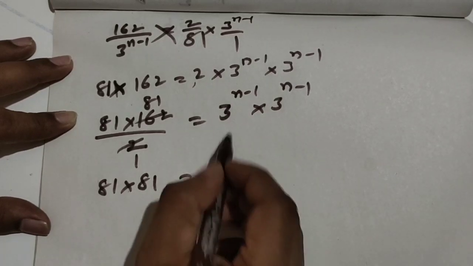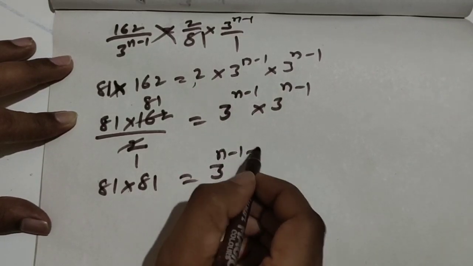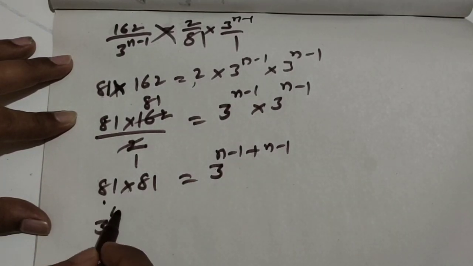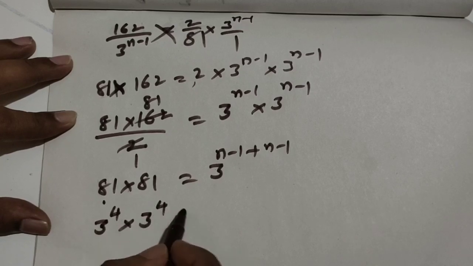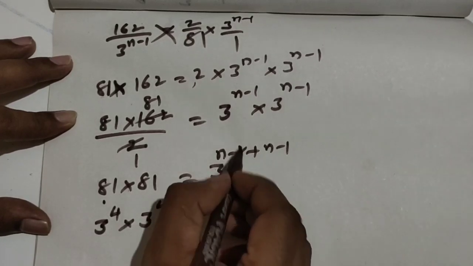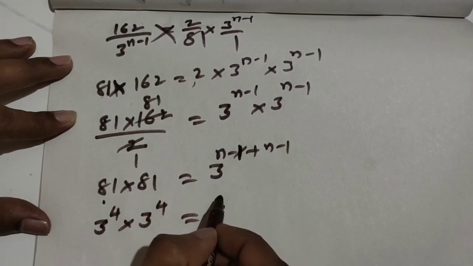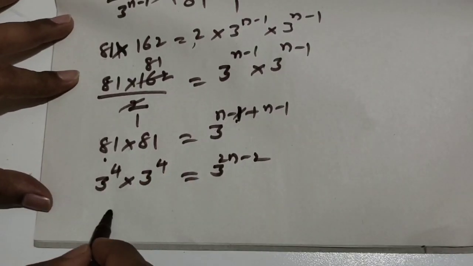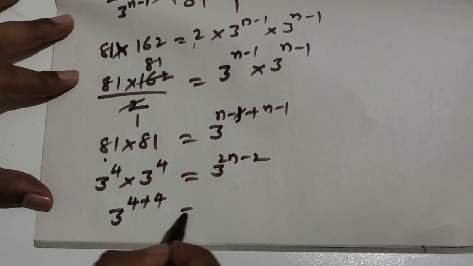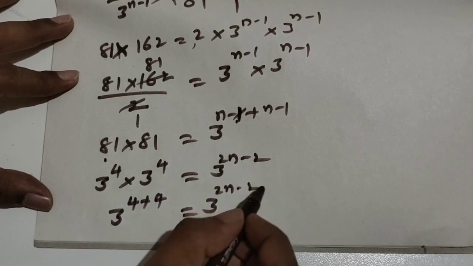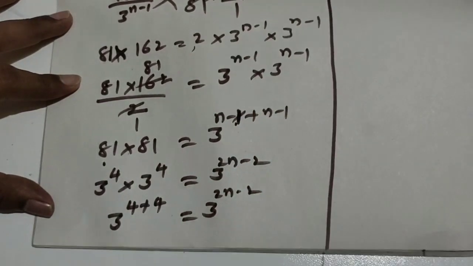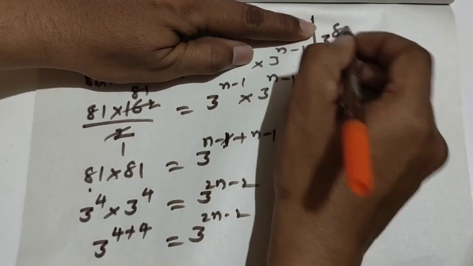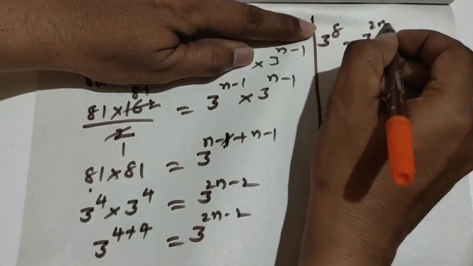So 3 to the power of, as bases are equal, powers should be added: n minus 1 plus n minus 1. So 81 into 81, again here 81 is nothing but 3 power 4. Again 81 is nothing but 3 power 4, as you know already. So 3 power n plus n is 2n, minus 1 minus 1 is minus 2. Now we can write it as 3 power 4 plus 4 is equal to 3 power 2n minus 2. So then 3 power 8 is equal to 3 power 2n minus 2.